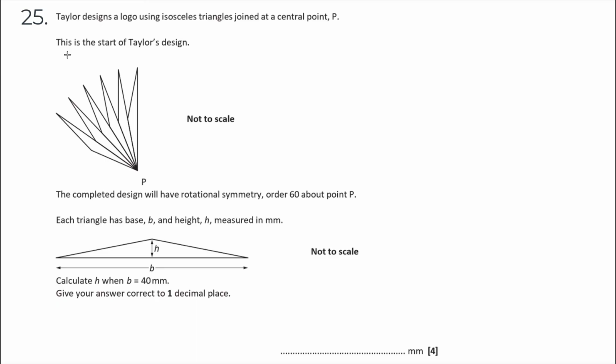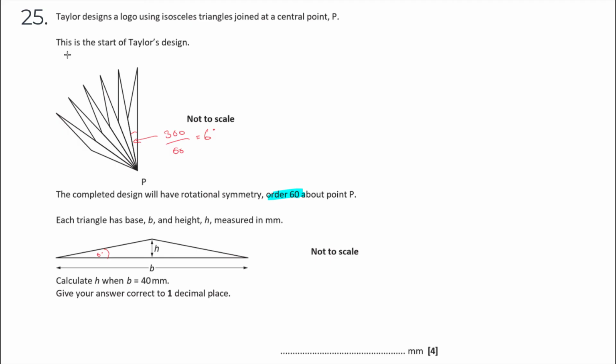Now, if this is going to have rotational symmetry of order 60, that means you're going to get 60 little triangles all the way meeting down at point P, isn't it? So that they look the same in 60 different positions. So each one of these angles here is going to be a 60th of a full turn, and that's 360 divided by 60. So each one of those is going to be 6 degrees. So that's a 6-degree angle there.